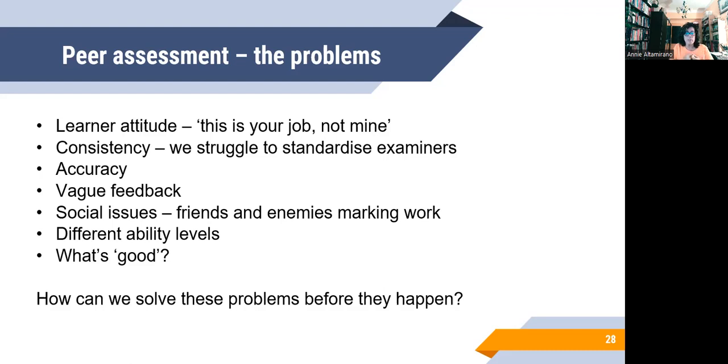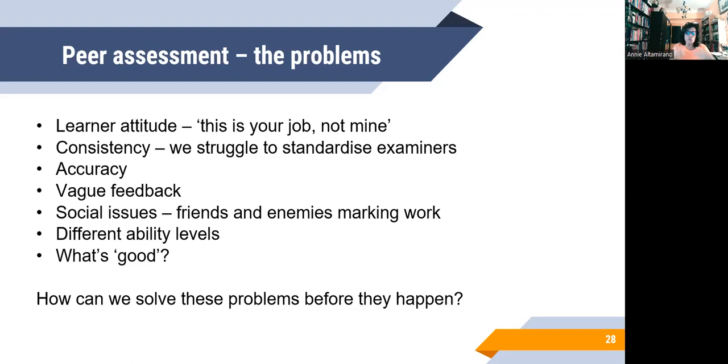Also, another problem is consistency. So we struggle to standardize examiners. So avoid using exam questions and use other more qualitative work. Also, accuracy in the assessment. Peer assessors tend to undergrade and self-assessors tend to overgrade. So how can we solve this? By using success criteria.